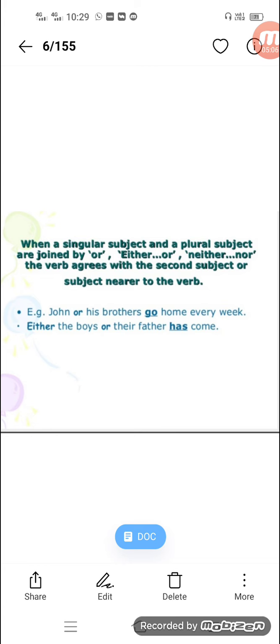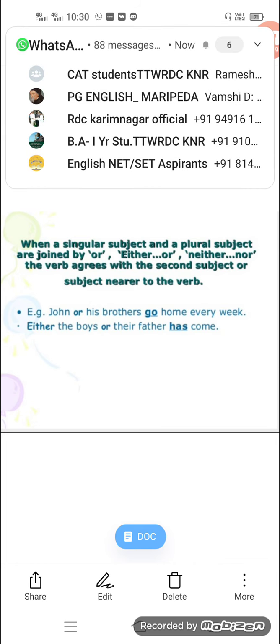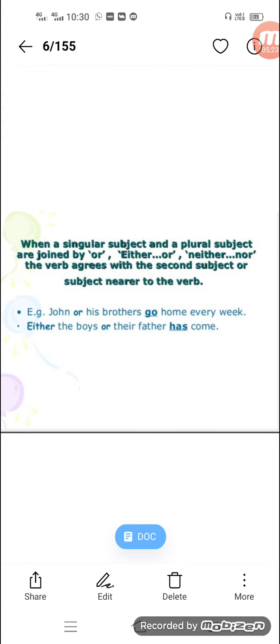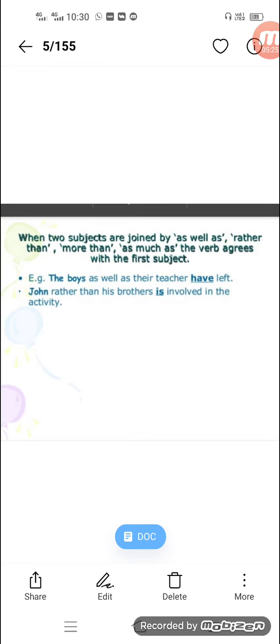Either the boys or their father has come. Here the nearest noun is father, that's why it should be singular. Since it is a singular subject, we have to use a singular helping verb, that's why we have used has.